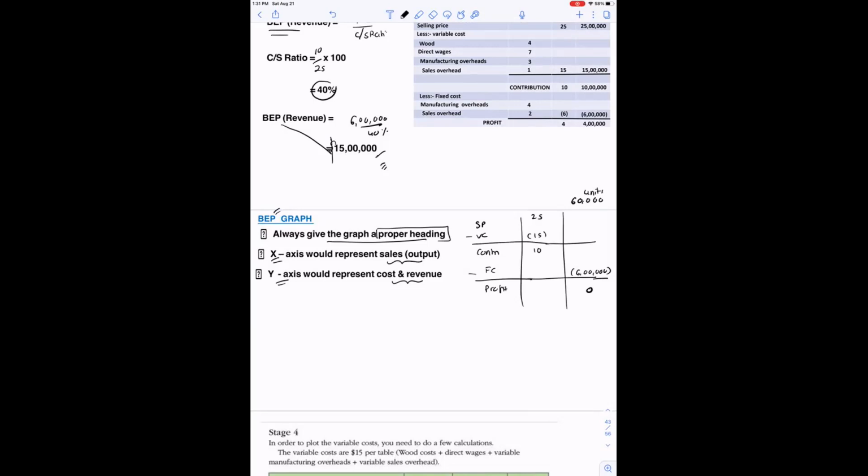Multiply everything by 60,000 units. Your sales revenue is 15 lakh, 60,000 units into 25. Your variable cost is 9 lakh, 60,000 units into 15. Contribution you can minus or multiply. It is 6 lakhs. You will see very clearly that the contribution is equal to fixed cost, leaving you with 0 profit, 0 loss.